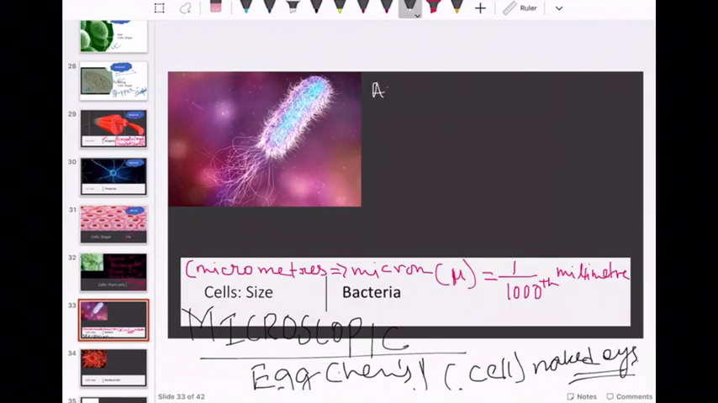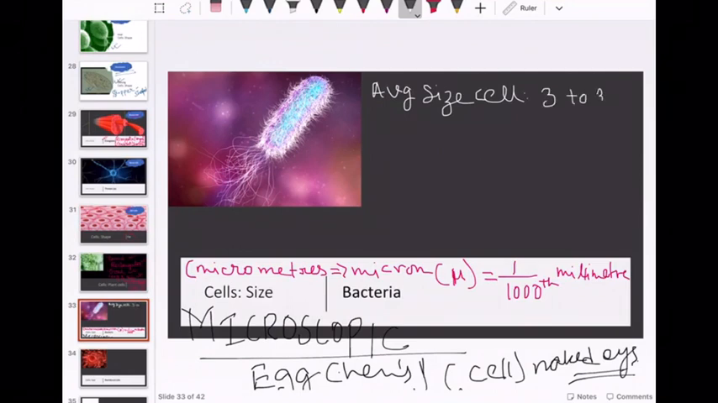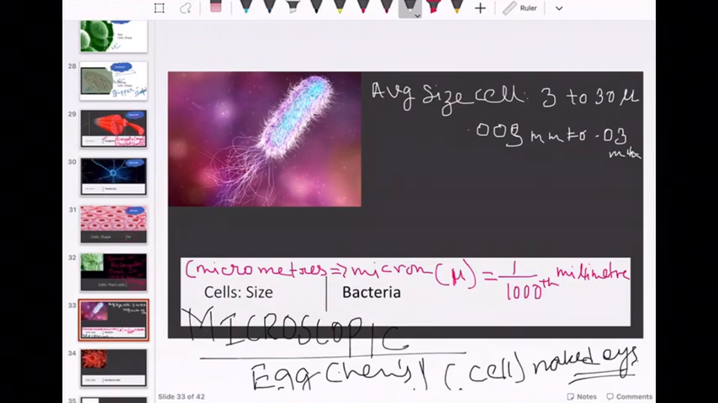Now it has been seen the average size of a cell varies from 3 to 30 micron. That is 0.003 millimeter to 0.03 millimeters. Millimeter, just imagine the small gaps in the ruler you use. It's that small.